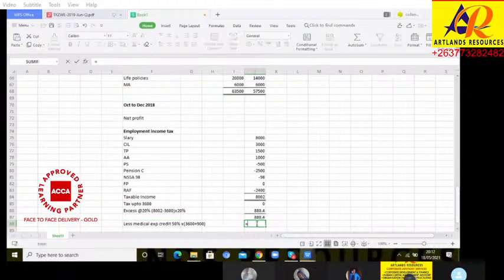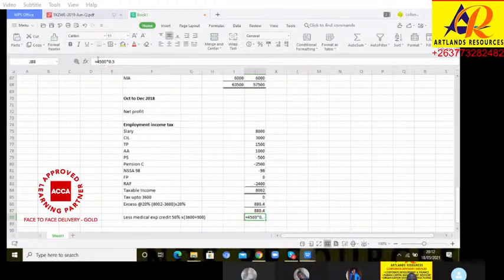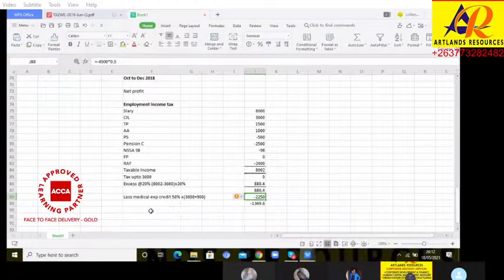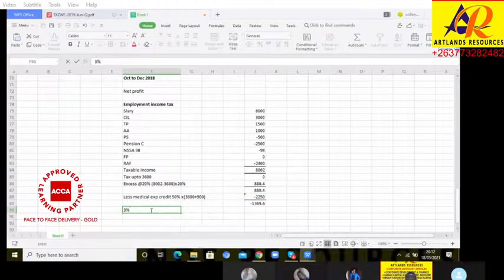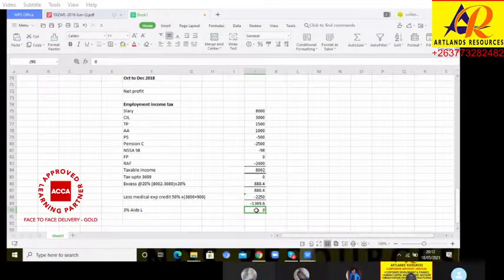So you say equals 4,500 multiplied by 0.5. Remember, this figure here is negative. Whenever it comes out negative, it means there's no 3% AIDS levy. You can still put it, but there's nothing. You can say 3% AIDS levy, but you put zero here because it's negative. And then what you get after adding the 3% AIDS levy, after putting zero, you get this.